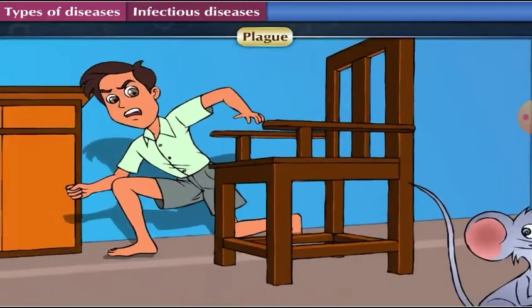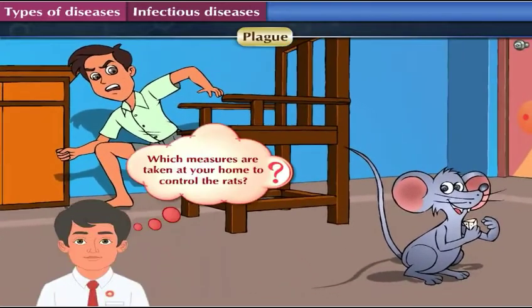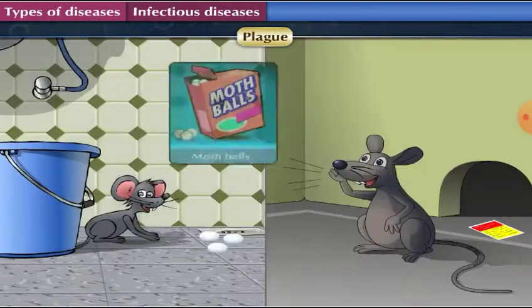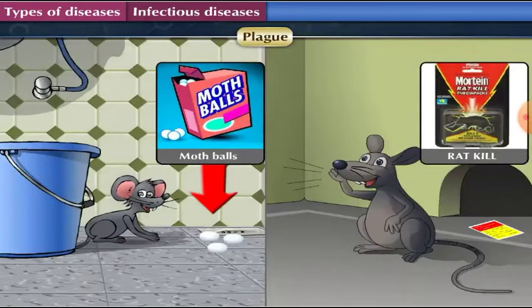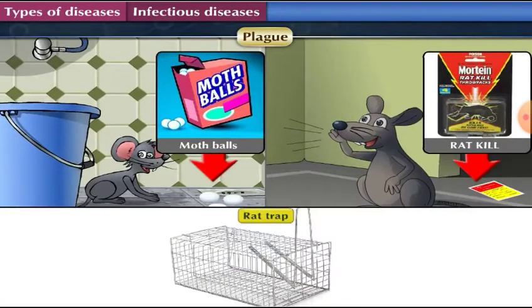You might have definitely seen a rat in your house. Can you tell which measures are taken at your home to control the rats? Mothballs and small pieces of rat kill are placed at different places of the house. Traps are also set up to catch rats.